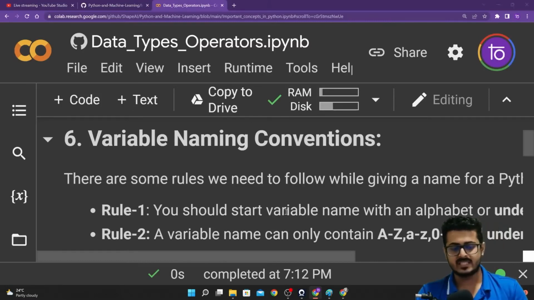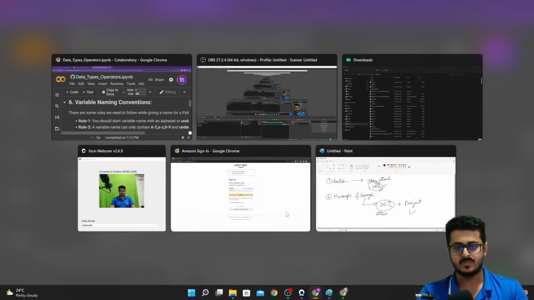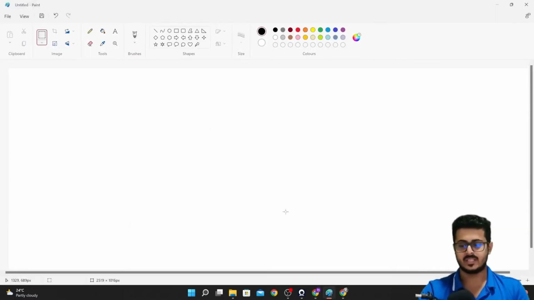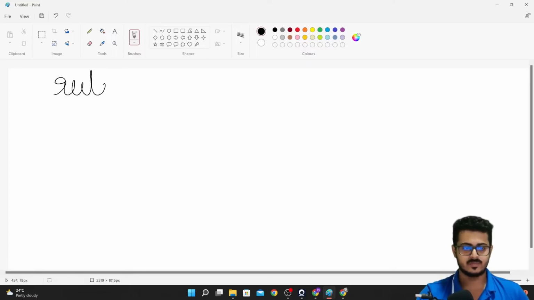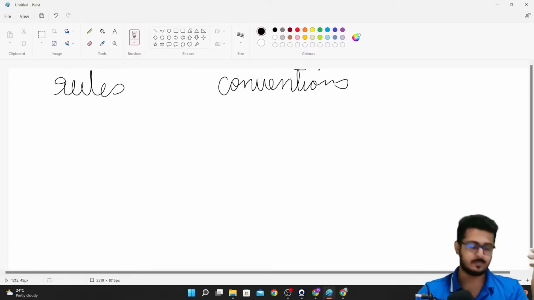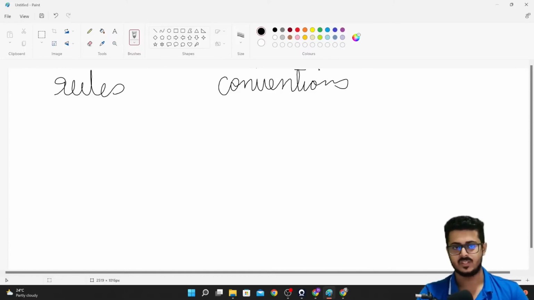Now there are two things: rules and conventions. Most of you might not understand the difference between the two, so first I'm explaining the difference. Many of you might know the difference between a rule and a convention, but let me make you understand it as well.